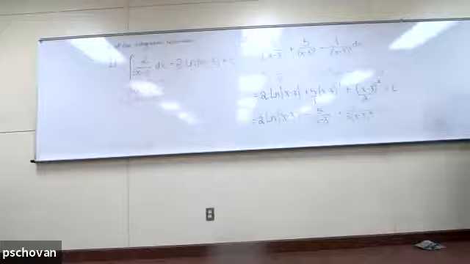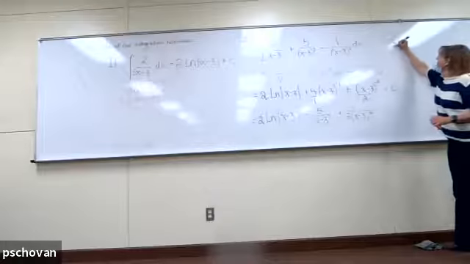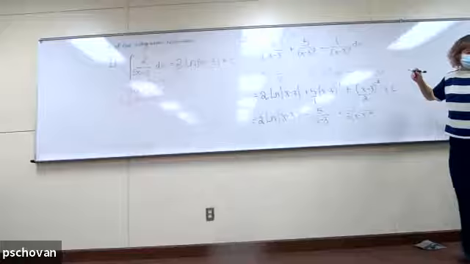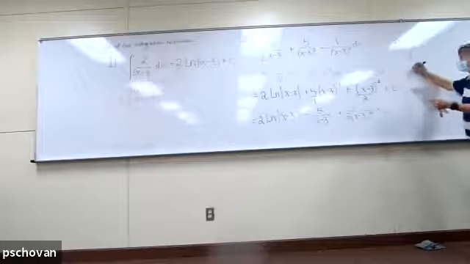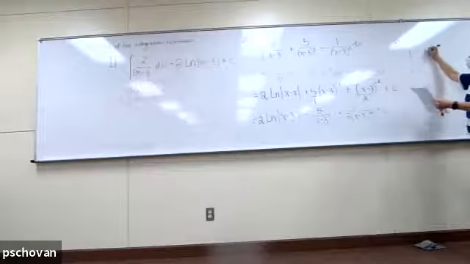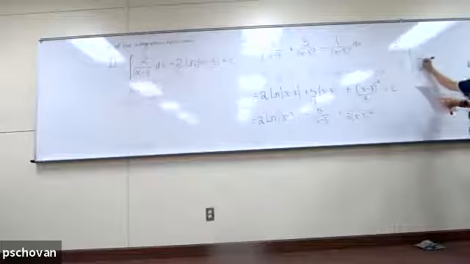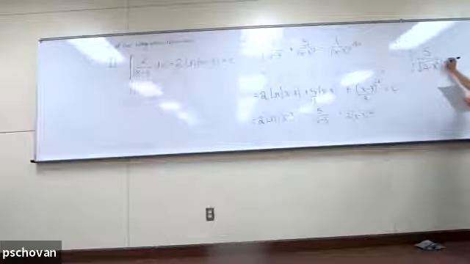All right, let's look at the next one. I don't need much room for the next one. The next one's the integral of 5 divided by the square root of 4 minus x squared.